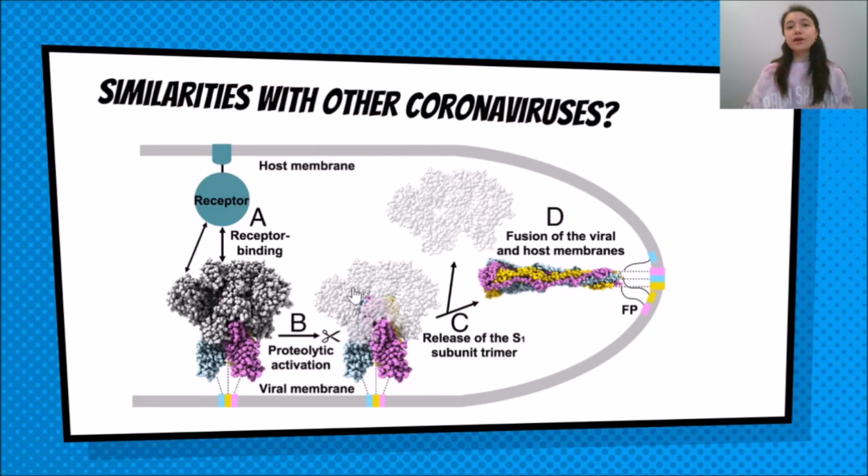The mechanism shown here involves an initial receptor binding by the S1 subunit, which destabilizes the prefusion trimer and leads to release of the S1 subunit. This ultimately leads to fusion of the viral and host membranes. And now Emma will go on to explain other results in the experiment.